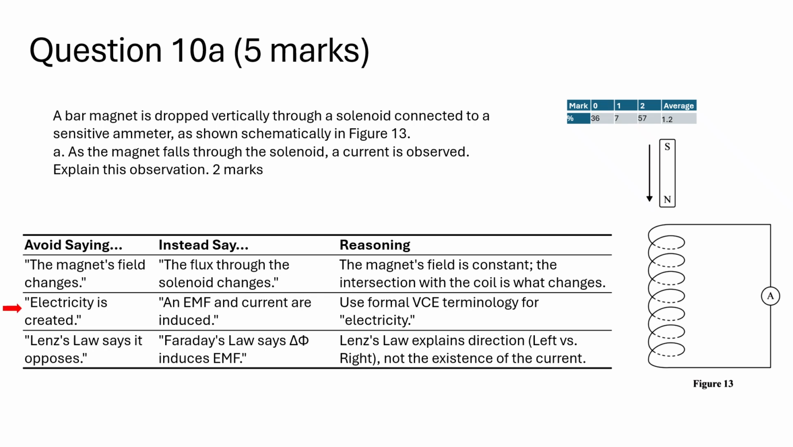Avoid saying, "electricity is created." Instead say, "an EMF and current are induced." Reasoning: use formal VCE terminology for electricity. Avoid saying, "Lenz's law says it opposes." Instead say, "Faraday's law says changing flux induces EMF." Reasoning: Lenz's law explains direction, not the existence of the current.